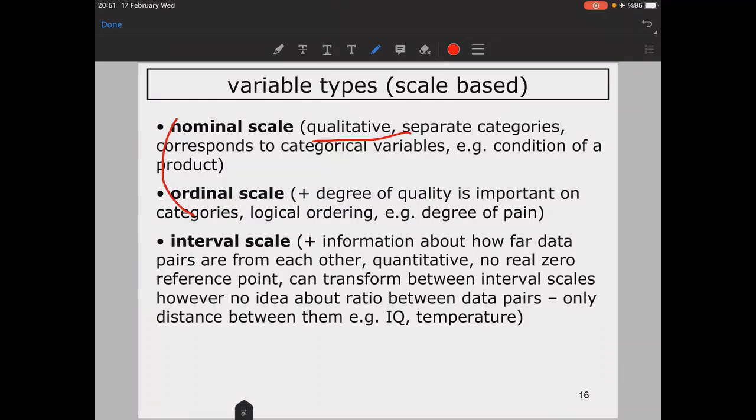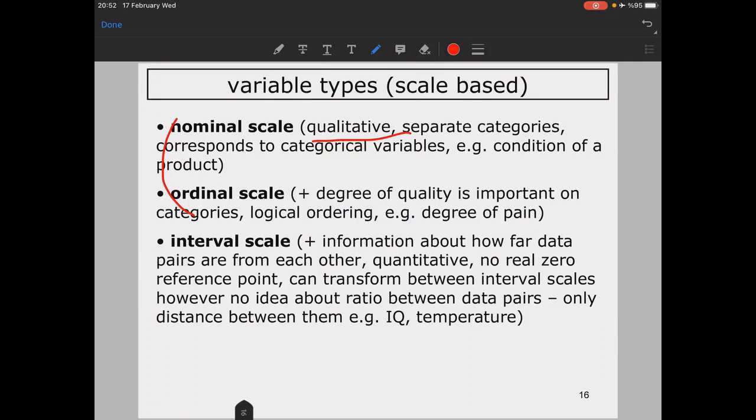That's it. For example, IQ. For example, temperature, right? Suppose that my IQ is, let's say, 100, okay? And your IQ is, let's say, 150. Does that mean you are 50% more intelligent than me? No, you cannot say this because you don't have a real zero reference point here.